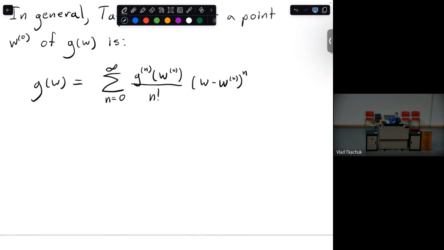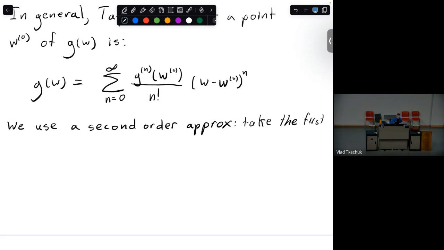Okay, this thing looks kind of complicated. Good thing is we don't need this infinite thing. So it turns out if you do this infinite thing, you actually get perfectly equal. Well, we don't need perfectly equal. We can get an approximation. So what we do is we use a second order approximation, right? And what this means is take the first three terms of the sum. That would be n equal to 0, n equal to 1, n equal to 2. So we have the approximation of degree 2, or order 2.